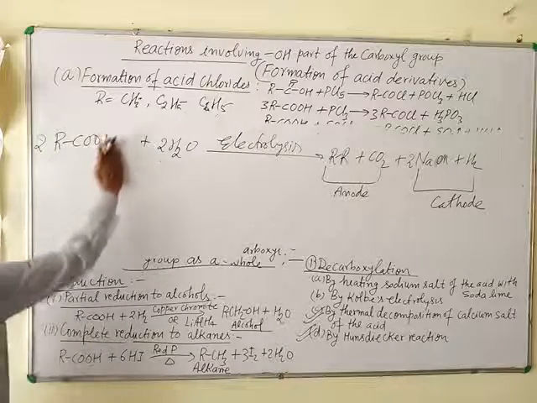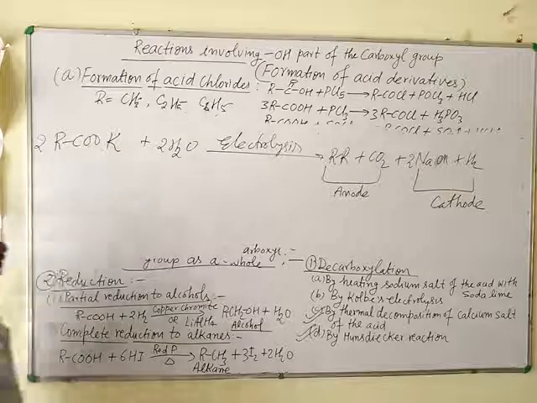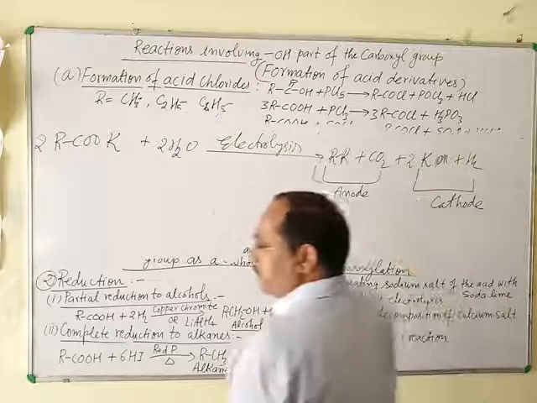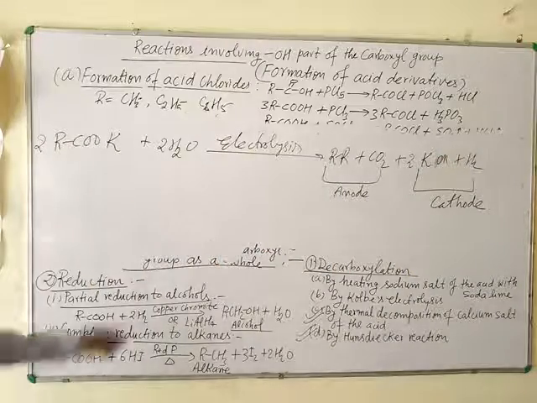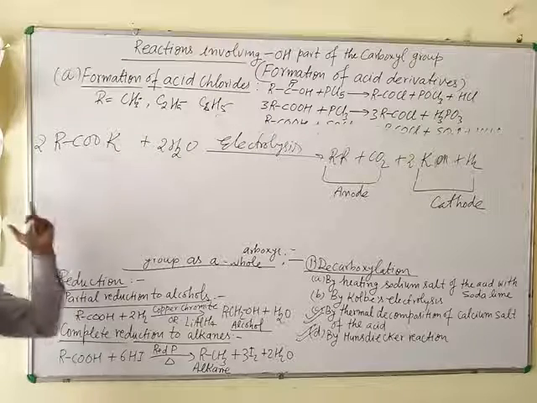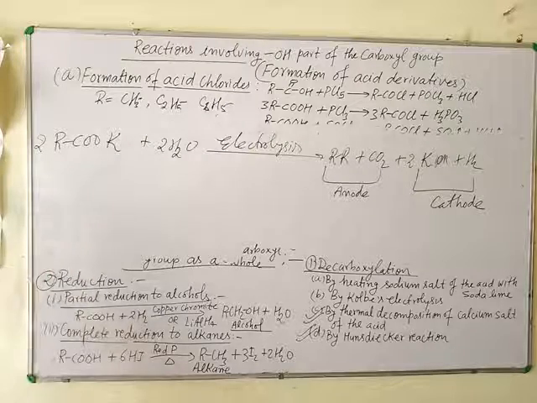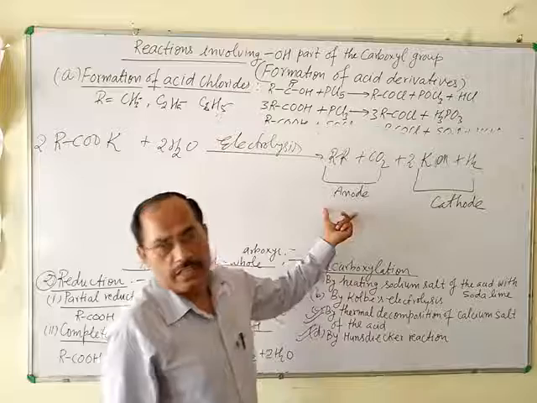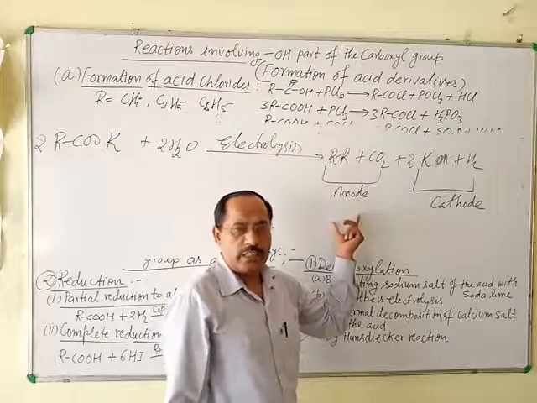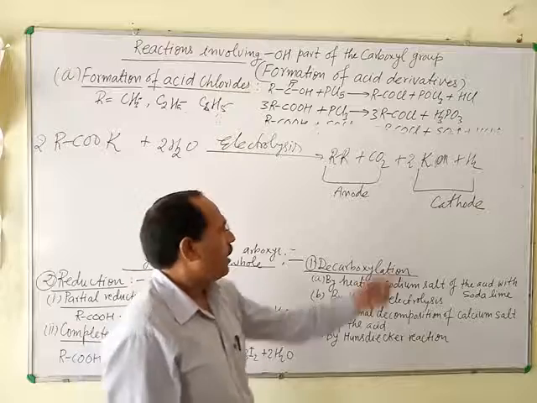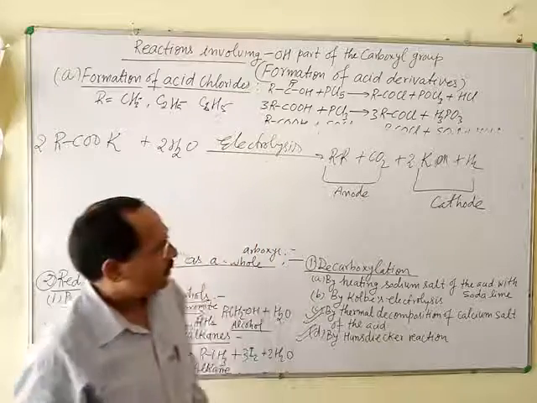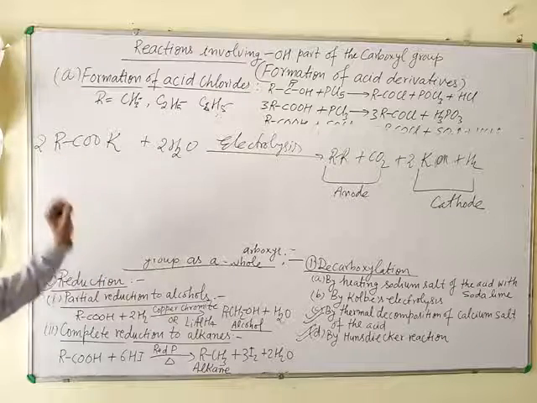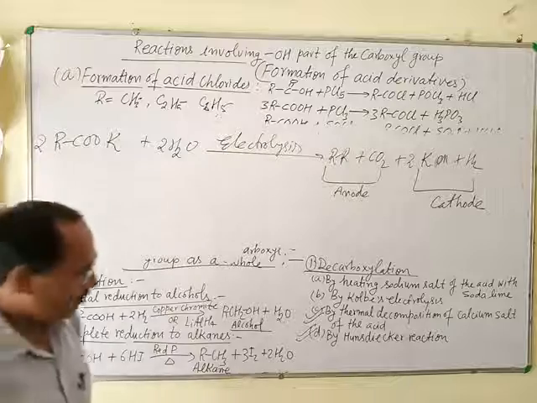When we take the potassium salt, we get potassium hydroxide, KOH. So when a concentrated aqueous solution of sodium or potassium salt of carboxylic acid is subjected to electrolysis, the corresponding alkane and carbon dioxide are obtained at the anode, while alkali and hydrogen at the cathode. This is called Kolbe electrolysis. This is also a method of decarboxylation of carboxylic acid.